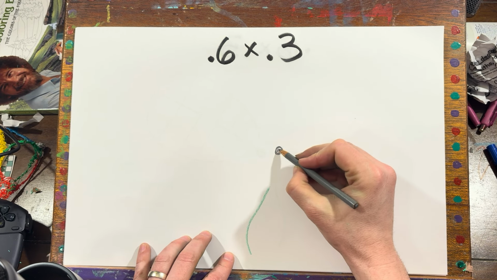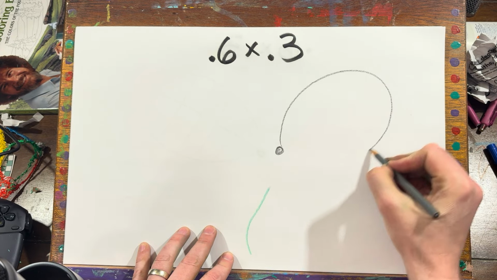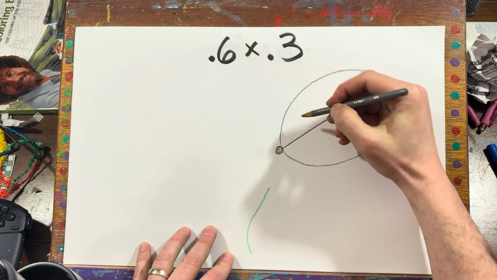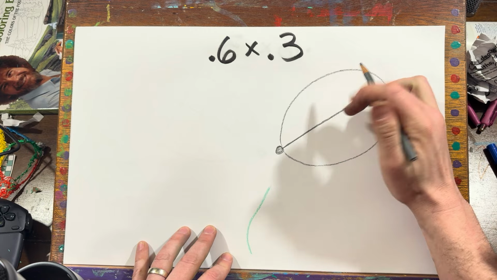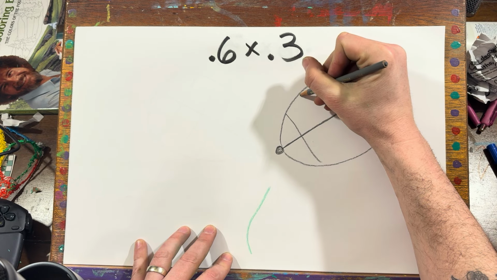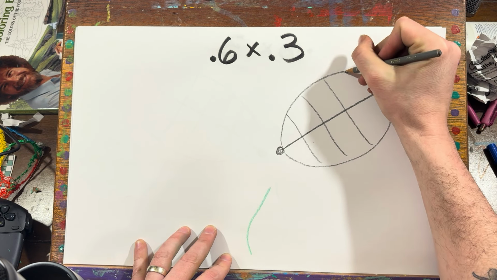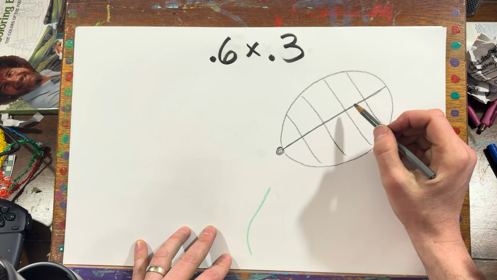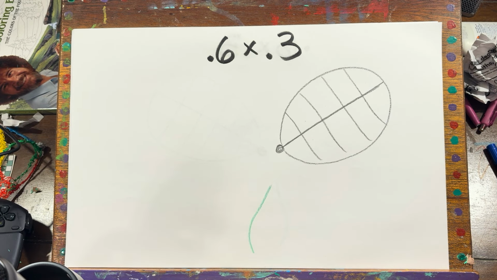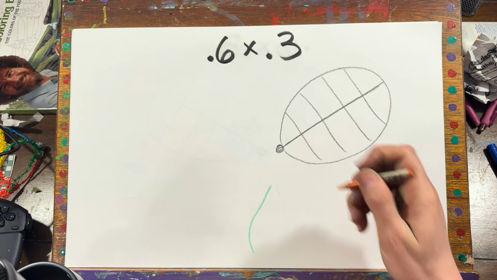I counted 5 instead of counting 4 lines. So that cuts my petal into 2 pieces, into halves. And then 1, 2, 3, 4 lines makes 1, 2, 3, 4, 5 parts in each group. And I'm going to color in 3 of those. Let's get some new colors in here.